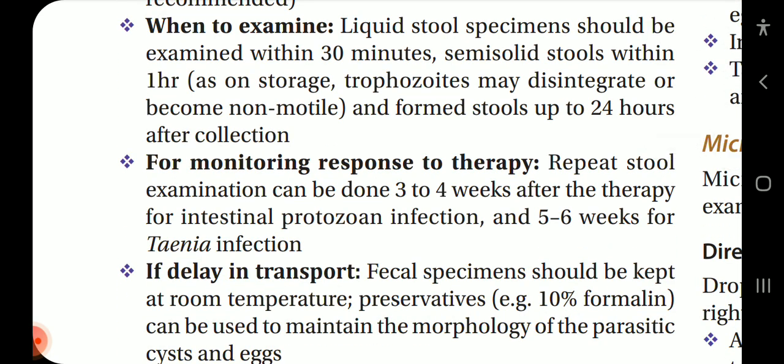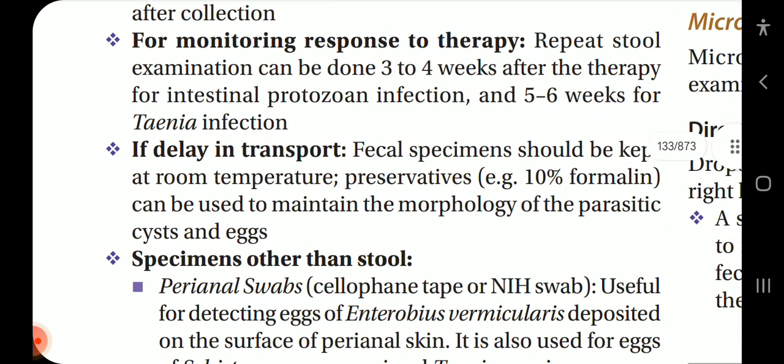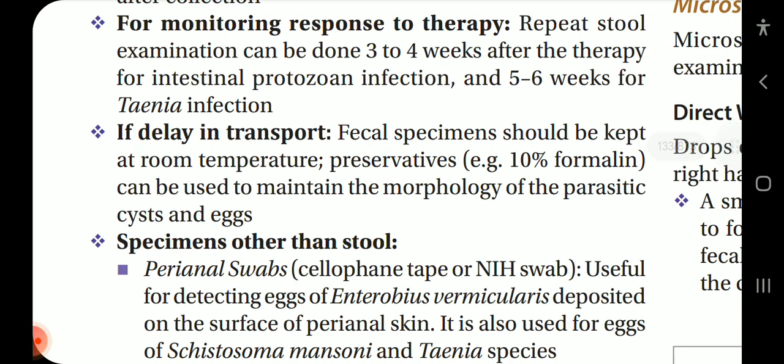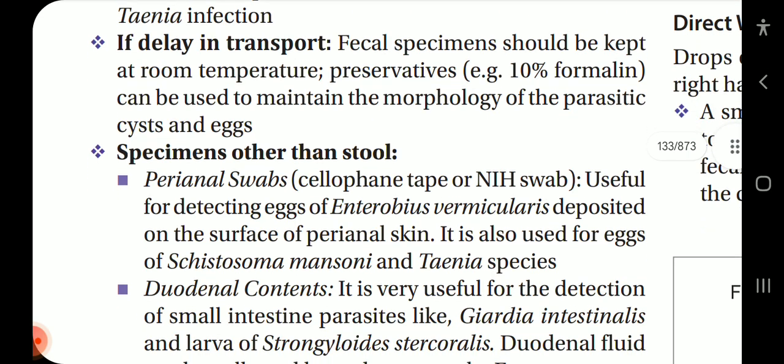To examine, liquid stool specimens should be examined within 30 minutes, semi-solid stool within 1 hour, as on storage trophozoites may disintegrate or become non-motile, and formed stools up to 24 hours after collection. For monitoring response to therapy, repeat stool examination can be done 3 to 4 weeks after the therapy for intestinal protozoan infection and 5 to 6 weeks for taenia infection. If delayed in transport, fecal specimens should be kept at room temperature.